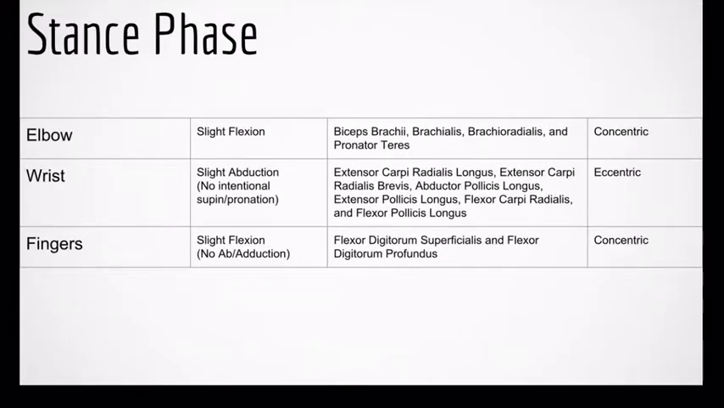Within the arm, the elbow joint is in slight flexion, assisted by the biceps brachii, brachialis, brachioradialis, and pronator teres. The wrist joint is in slight abduction, a giveaway that he is committed to jumping. The extensor carpi radialis longus and brevis, abductor pollicis longus, extensor pollicis longus, flexor carpi radialis, and flexor pollicis longus allow him to do this, while the flexor digitorum superficialis and profundus move the fingers into slight flexion. Flexion movements are concentric contractions, while abduction is eccentric.